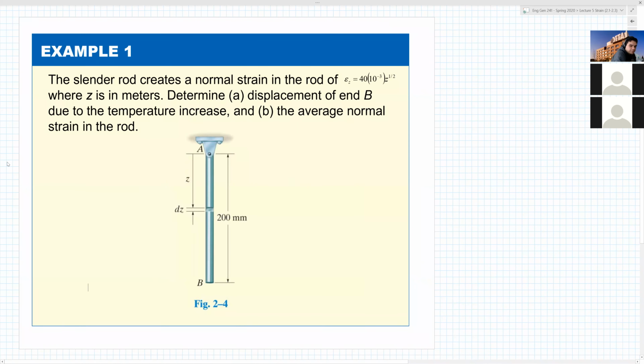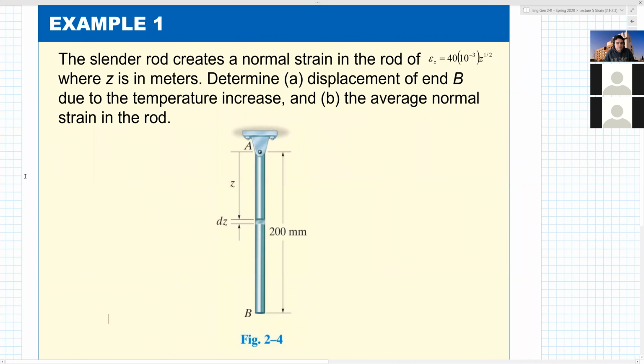You have a rod, a slender rod. All right, and here's where we're going to need some calculus. We'll do one example using calculus, but then the rest will be a little bit more straightforward and closer to what you'll see on the exams. But I want you to practice this calculus definition. Okay, so here we go.